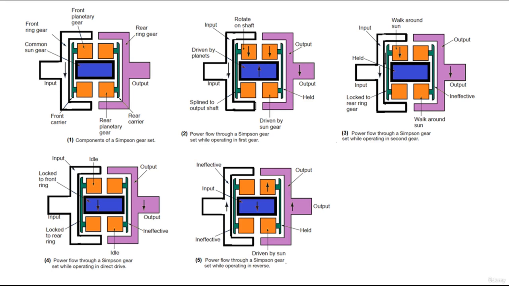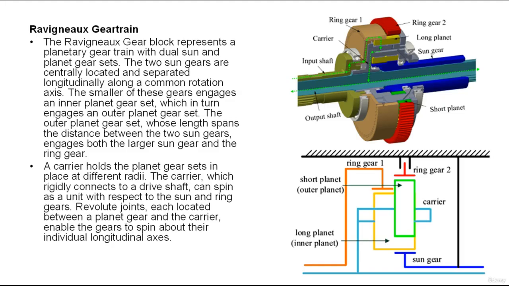Typically, when the transmission is in neutral or park, no apply devices are engaged, allowing only the input shaft and the transmission's oil pump to turn with the engine. In park, a pawl is engaged. We will move on and discuss right now the Ravigneaux gear train.